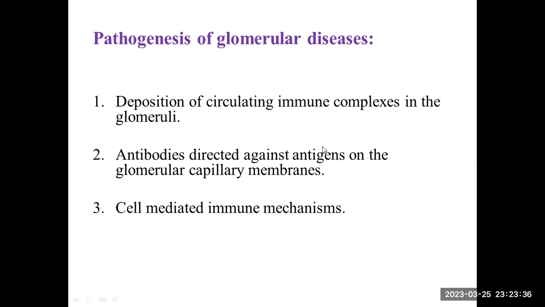But the immune system, due to some dysregulation and loss of self-tolerance, will form antibodies which will be directed against this normal part of the glomerular basement membrane, and this will eventually lead to glomerular disease. So this is an example of this mechanism in Goodpasture syndrome.